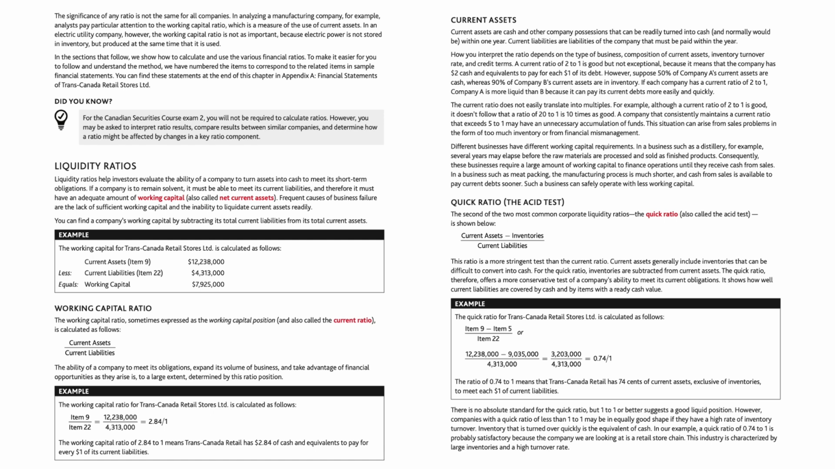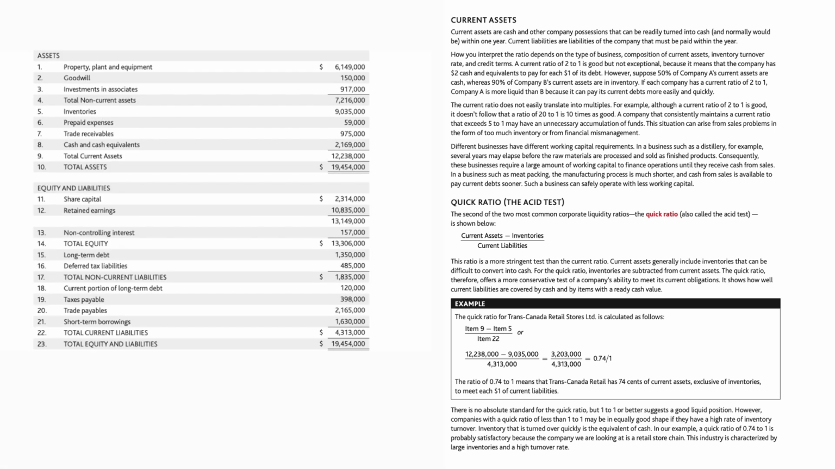Here's an example. The quick ratio for TransCanada retail stores is calculated as follows. Item 9, or current assets, subtract item 5, or inventories, divided by current liabilities, or item 22. The ratio of 0.74 to 1 means that TransCanada retail has 74 cents of current assets exclusive of inventories to meet each $1 of current liabilities. There is no absolute standard for the quick ratio, but 1-to-1 or better suggests a good liquid position.